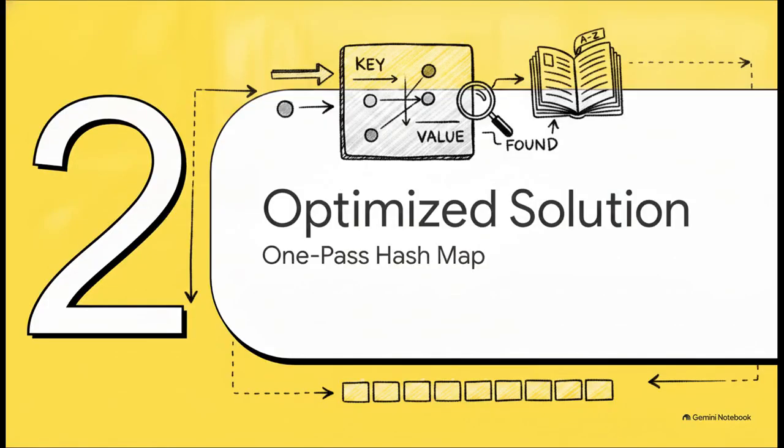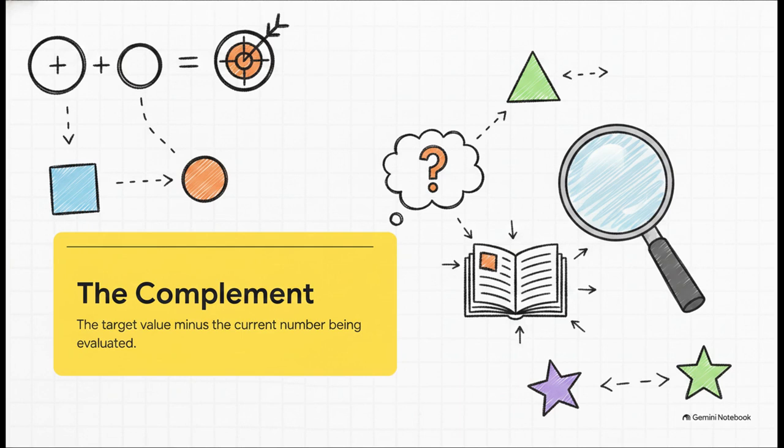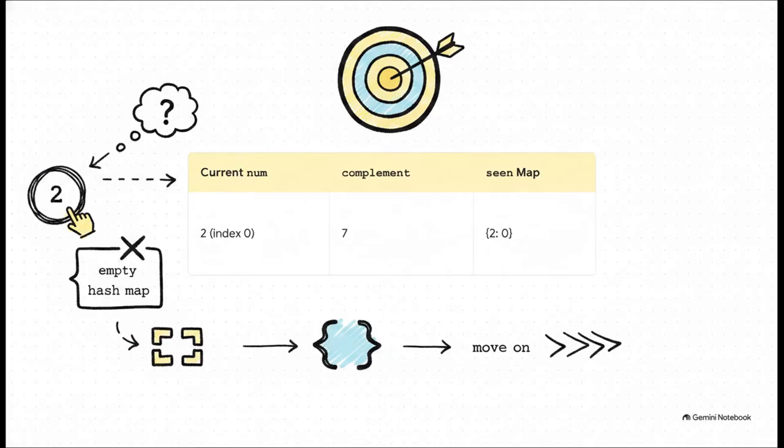Section 2. The optimized solution, the one-pass hash map. To really make this work, we need a specific mental model. It's called the complement. The complement is literally just the target value minus the current number we're evaluating. So for every number we look at, we just check if its required partner, its complement, already exists in our dictionary. Let's do a quick dry run.